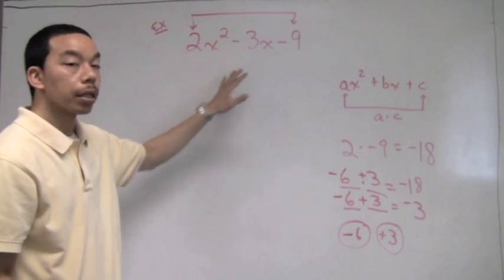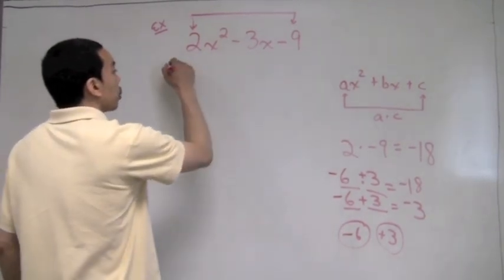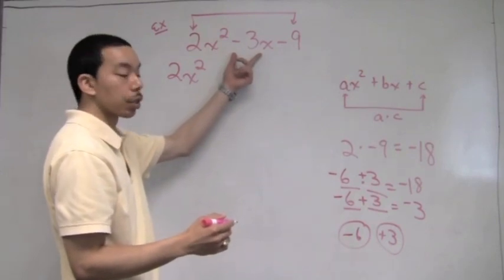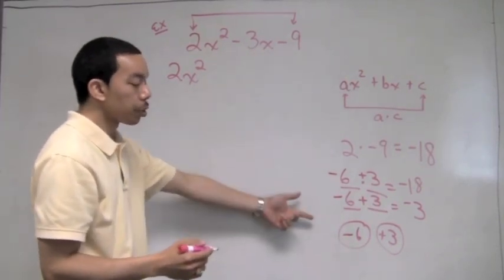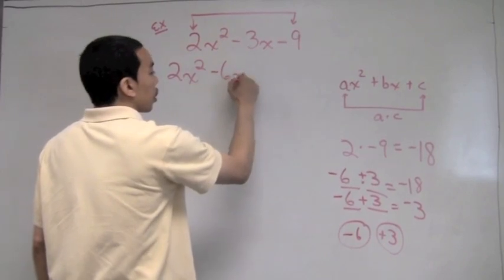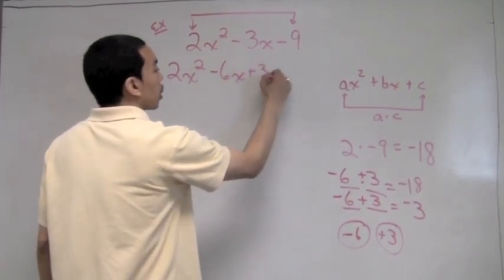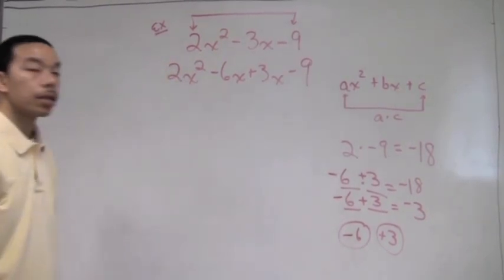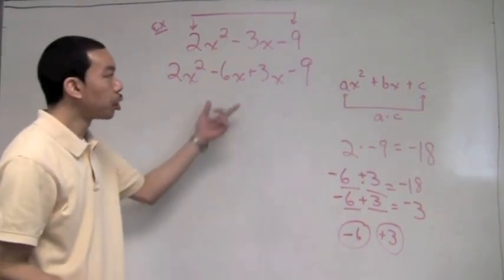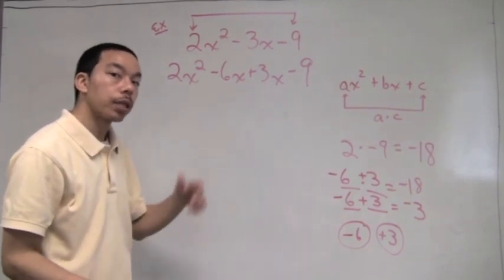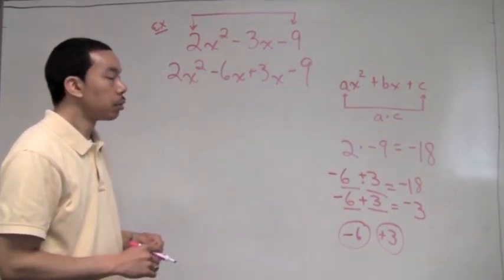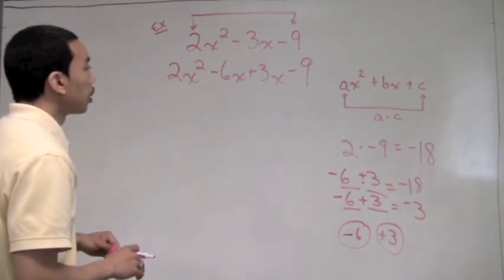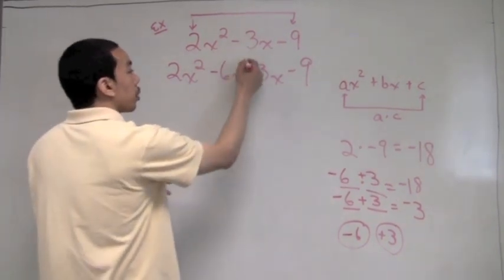So the AC method says next to replace the negative 3x with negative 6x and positive 3x. So we're going to rewrite this polynomial. 2x squared, but instead of writing the variable term with a negative 3x, we're going to use negative 6x and positive 3x and then negative 9. So now, as you can see, we have a polynomial with 4 terms. And what did we previously do in another lesson? When we saw 4 terms, we did grouping.